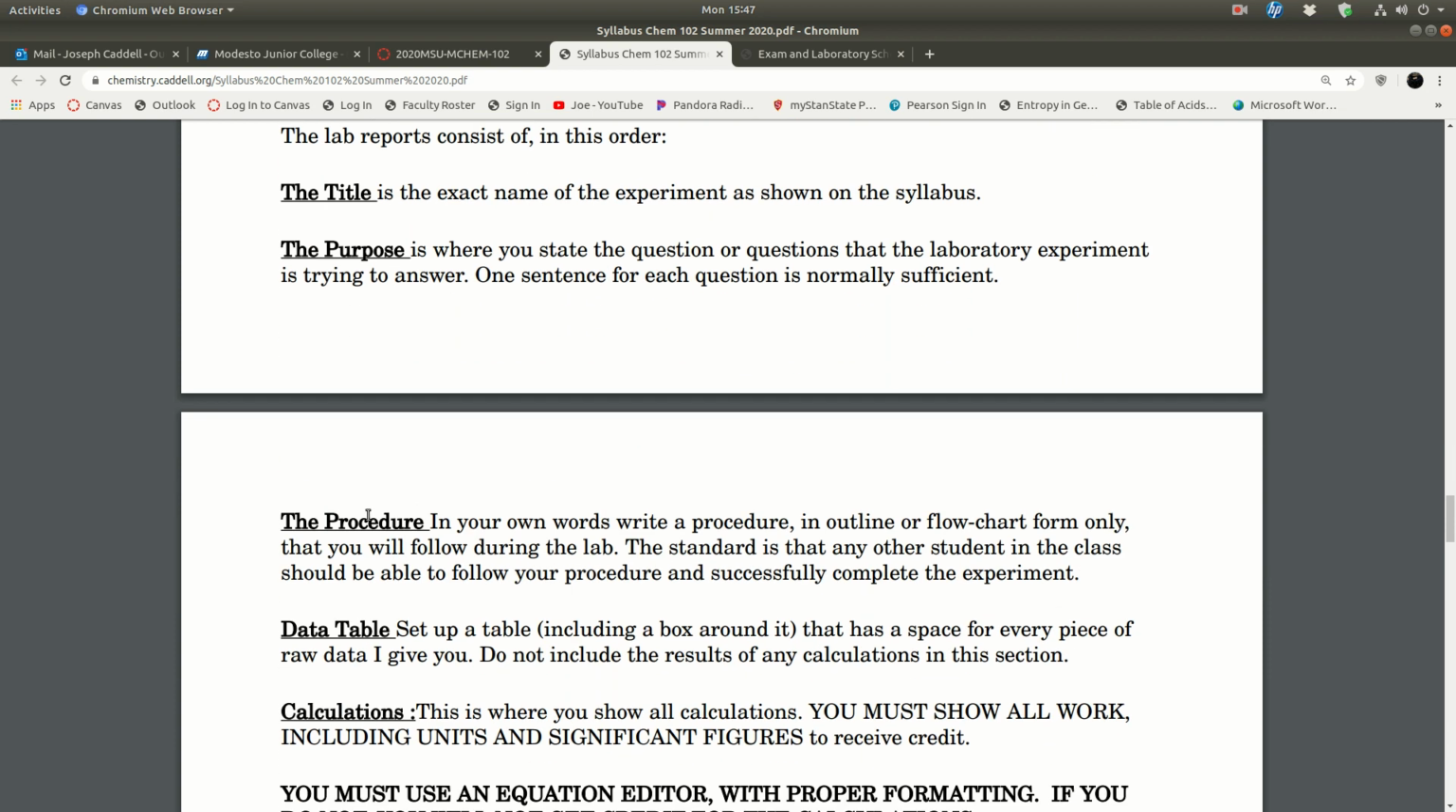Procedure. Now, procedure, okay, so even though you're not going to actually perform it, you're going to write this procedure as if you were going to do the experiment, guys. And this is important. Listen to this. It has to be in only outline or flowchart form. I'll show you where you get this information in a minute, but it has to be in one of those 2 formats. Any other format's not acceptable. So I'll show you where you get the information. You're gonna write your procedure.